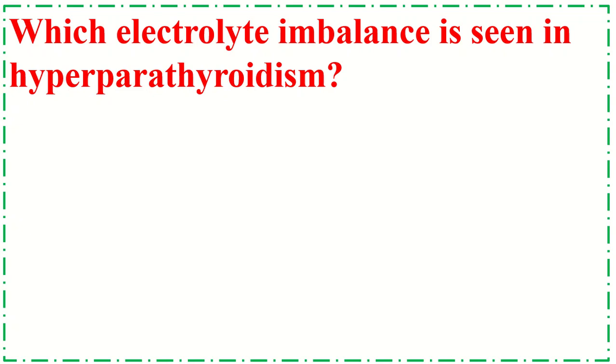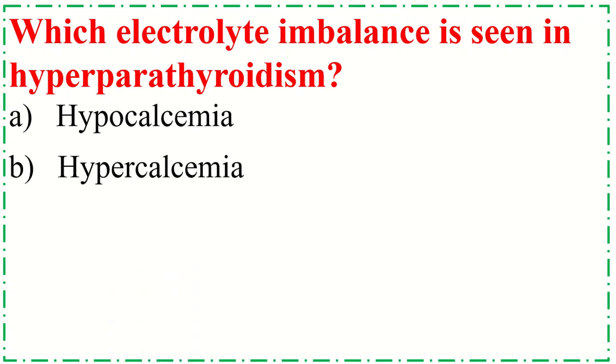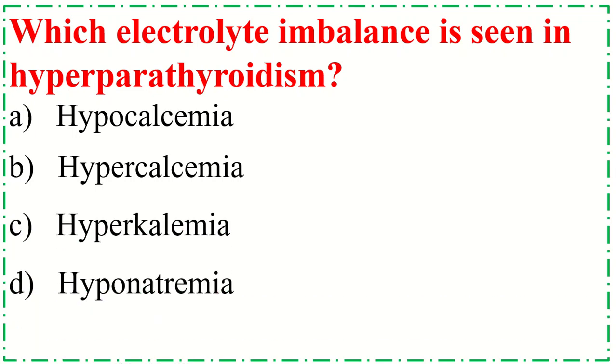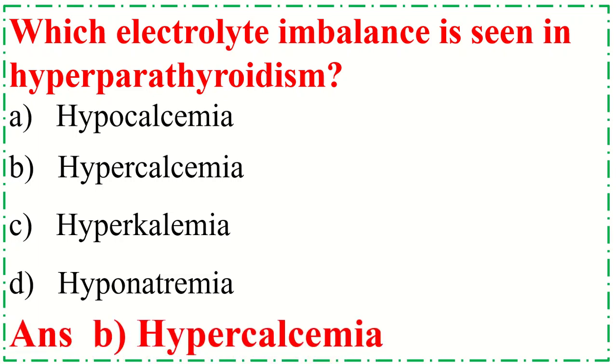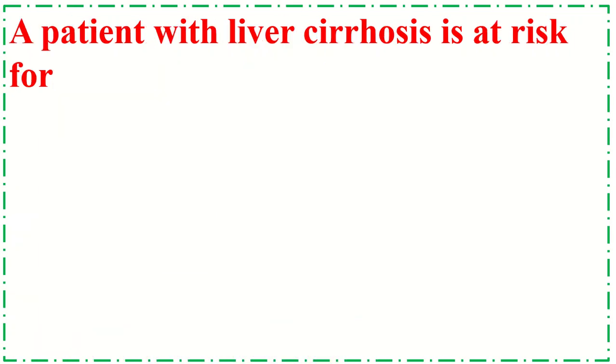Which electrolyte imbalance is seen in hyperparathyroidism? Option A hypocalcemia, B hypercalcemia, C hyperkalemia, D hyponatremia. Correct option is B hypercalcemia.